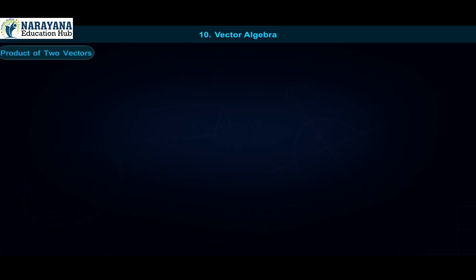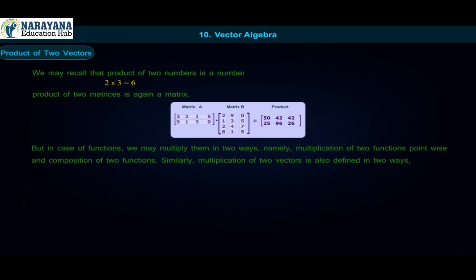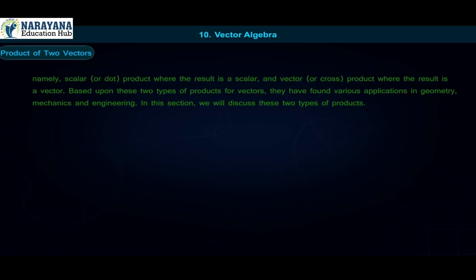Product of two vectors. We may recall that the product of two numbers is a number. Product of two matrices is again a matrix. But in case of functions, we may multiply them in two ways, namely multiplication of two functions pointwise and composition of two functions. Similarly, multiplication of two vectors is also defined in two ways, namely scalar or dot product, where the result is a scalar, and vector or cross product, where the result is a vector.